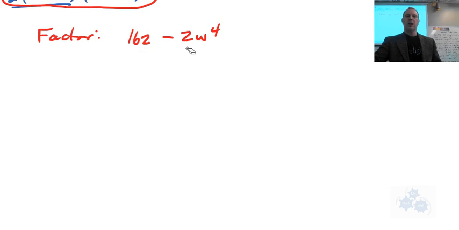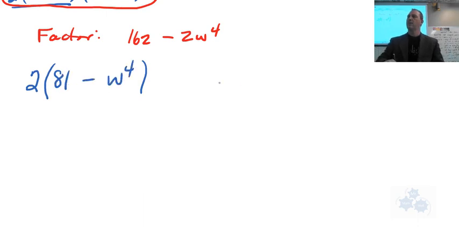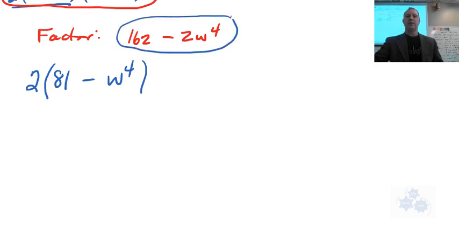Well, there's a common factor here. There's a greatest common factor. So if I took out a 2, what would this look like? What would be left over? 81 minus w to the 4. Okay? So now, this can be factored as a difference of squares, because we do have a difference of squares in here. So, you know, you kind of have to be careful. Okay? Can you factor this as a difference of squares? Is a good question. The answer is yes, but you have to pull out a common factor first.